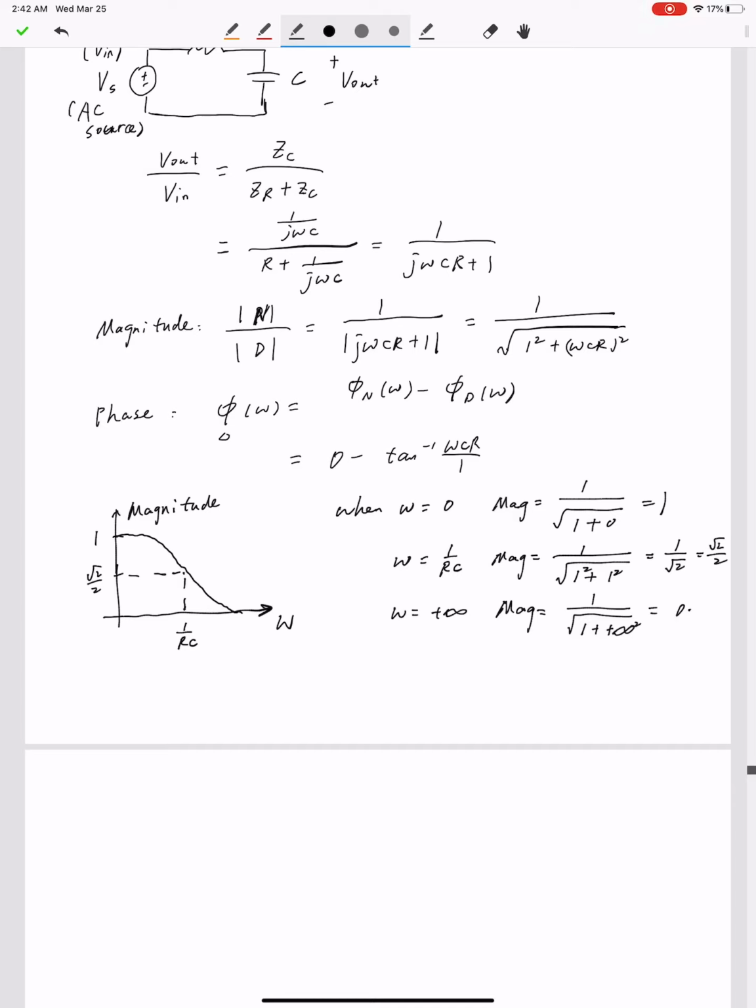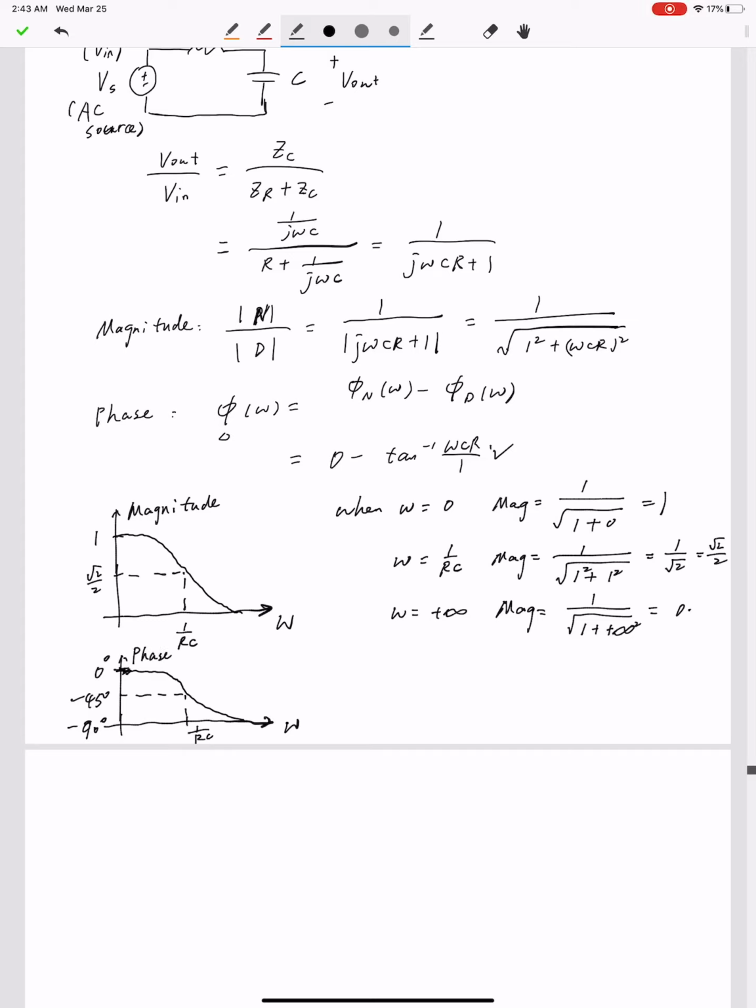And also we can do the plot of phase angles. When omega equals 0, the phase angle equals 0 degrees. When omega equals 1 over RC, the phase angle becomes minus 45 degrees. And when omega equals positive infinity, the phase angle becomes minus 90 degrees. You can plug these three special points into this function and find the corresponding phase angle values.